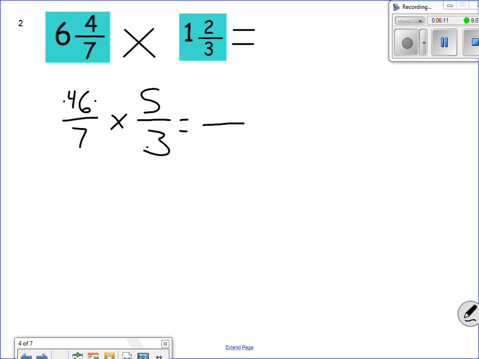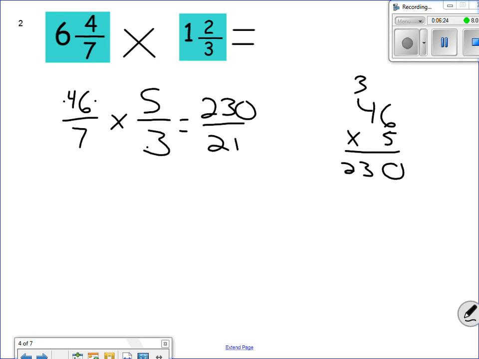7 times 3 is 21. 46 times 5 is 230. Now, I don't want you to leave this as a huge improper fraction. Now we have to see how many 21s can go into 230. So you're going to divide, like we did on the last problem.